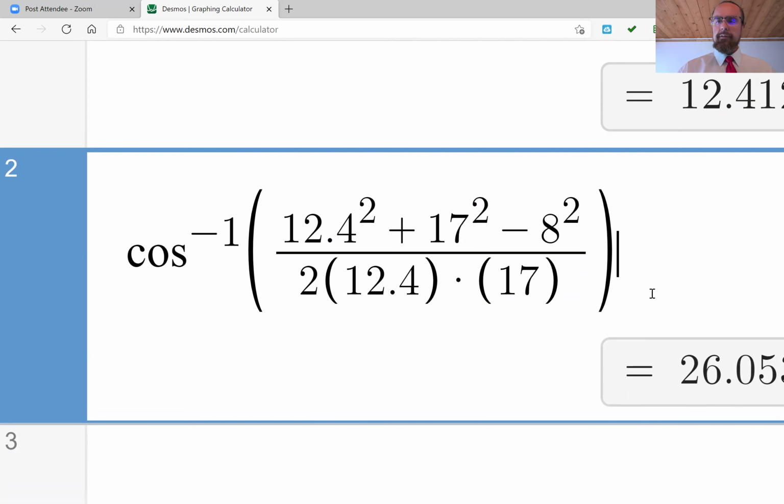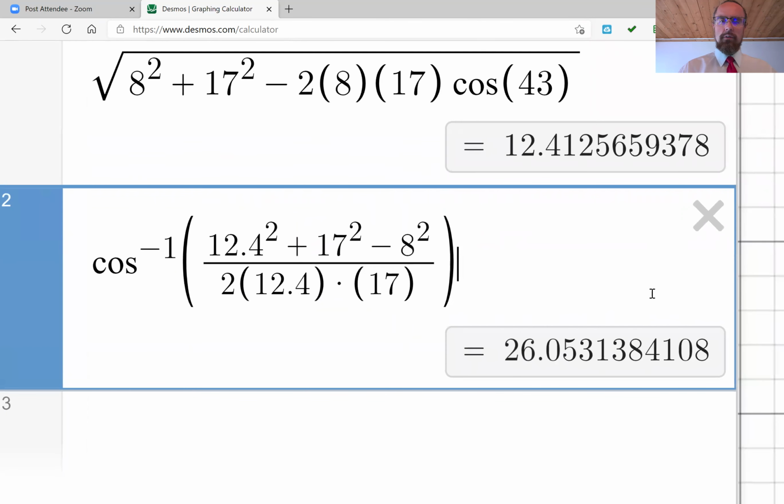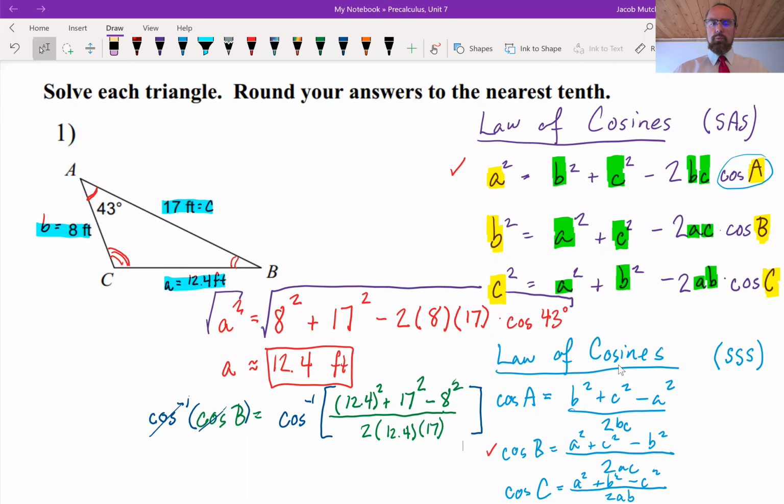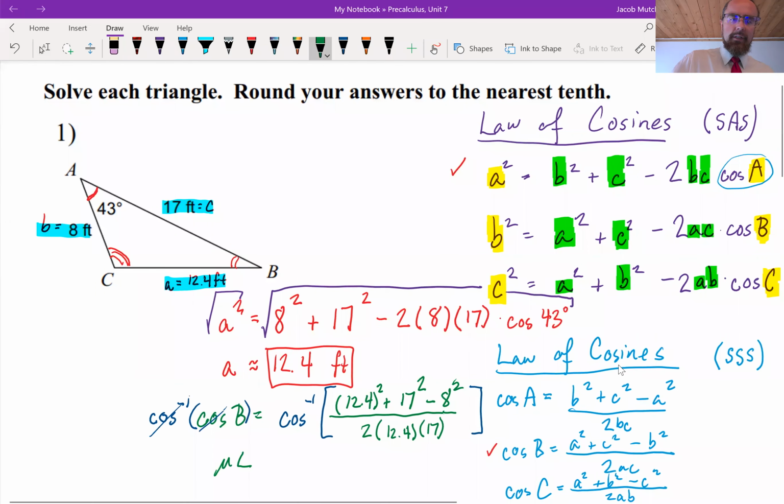And that's calculating for us an angle, which, if we round to the tenth, is 26.1 degrees. And again, we had already checked to make sure that our calculator was set in degrees, so we're good. And we can finalize this calculation. The measure of angle B is about 26.1 degrees.